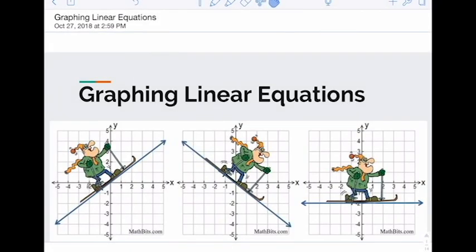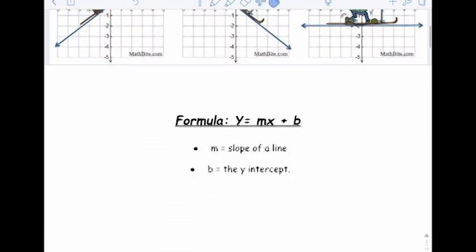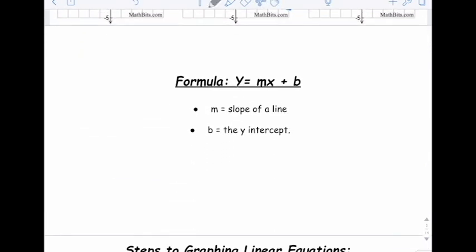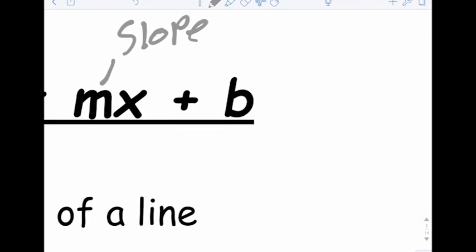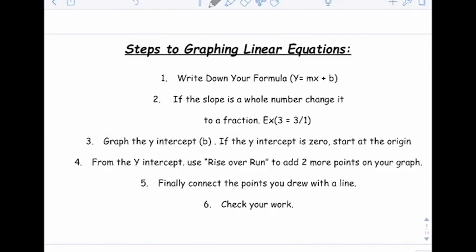Okay, so graphing linear equations. The formula for this is y equals mx plus b. M would be the slope, and b would be the y-intercept. Steps: write down your formula. This will come in handy when solving word problems.